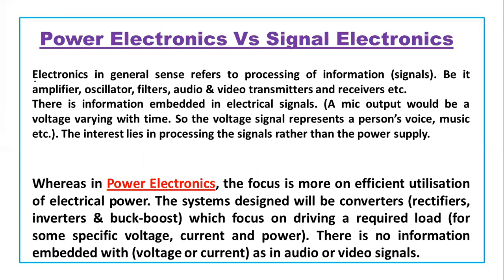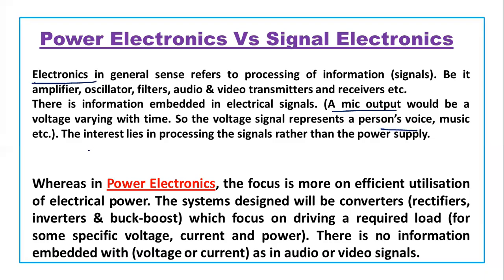So electronics in a general sense refers to the processing of information, be it an amplifier, oscillator, or filter. You have studied all these things in analog electronics, right? Like I have drawn and explained it. A mic output would be a voltage varying with time. So the voltage signal represents a person's voice, music, etc.